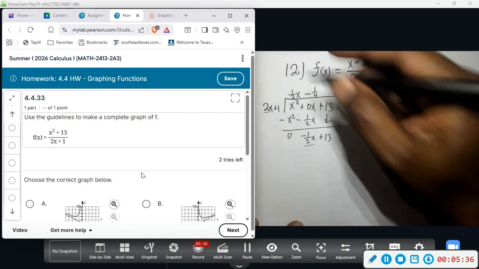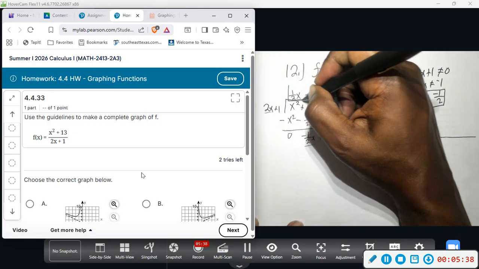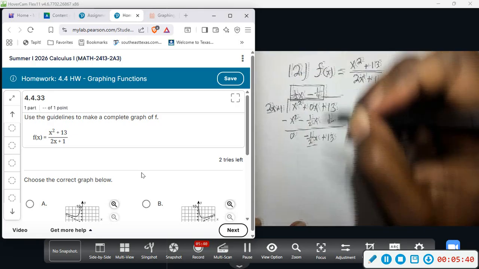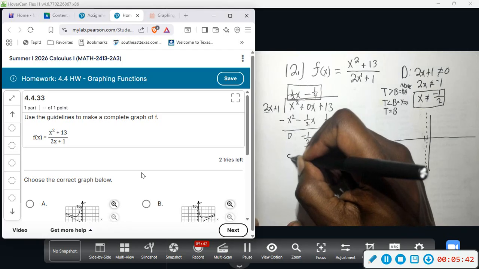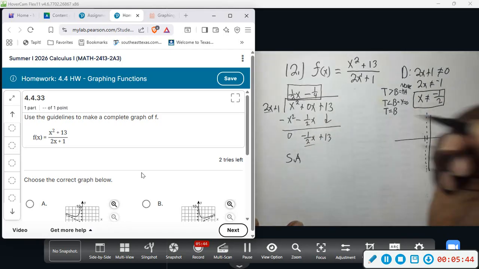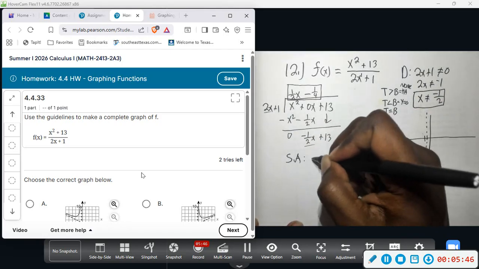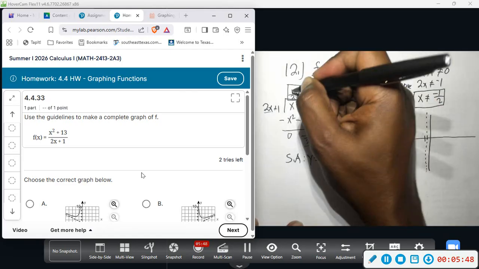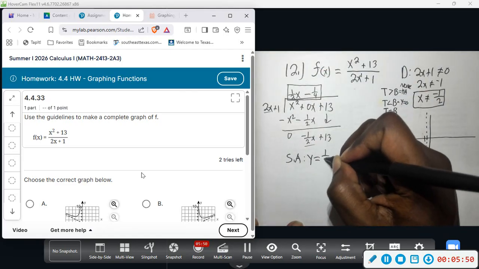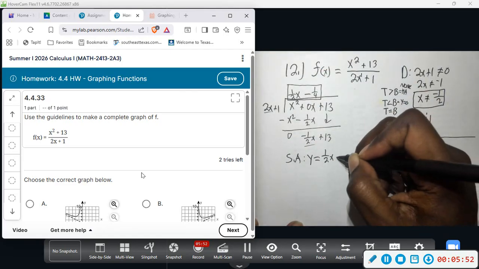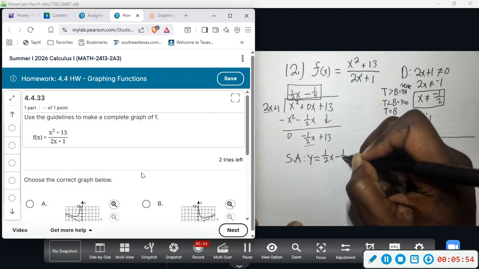Now at this point, we are done. We don't have to continue. I just need the linear expression. So my slant asymptote, because we don't have a horizontal, we have a slant now, is the equation y equals 1/2 x minus 1/4.